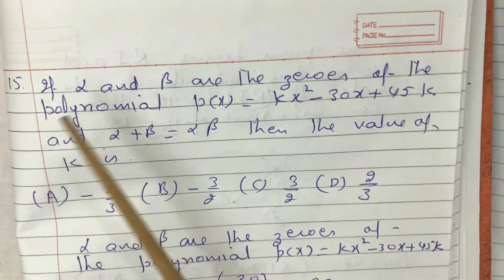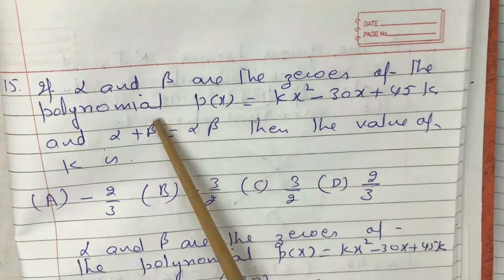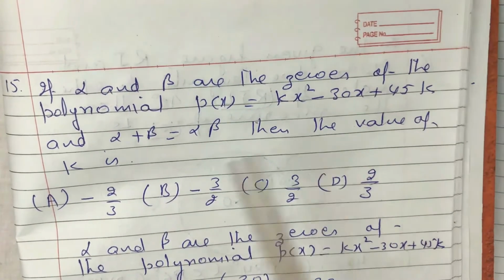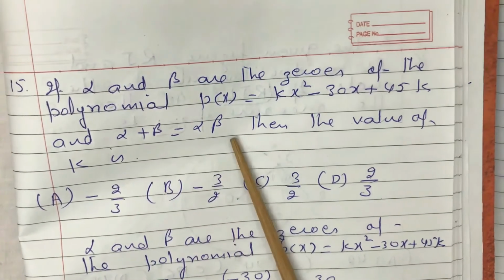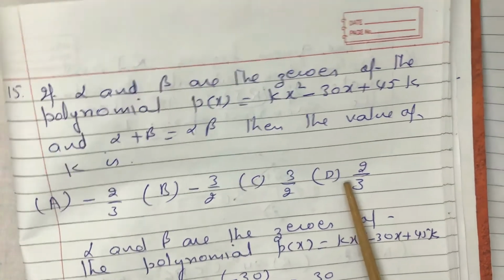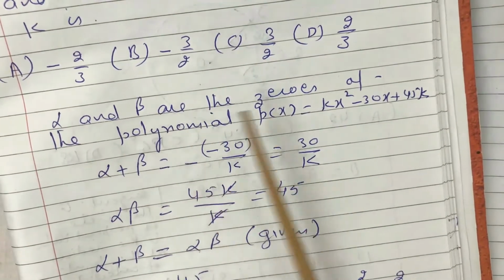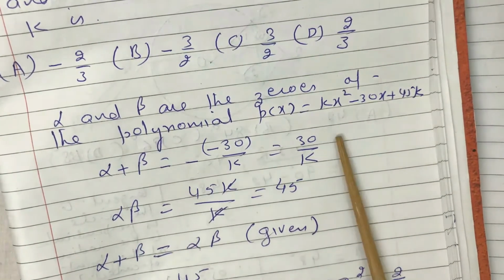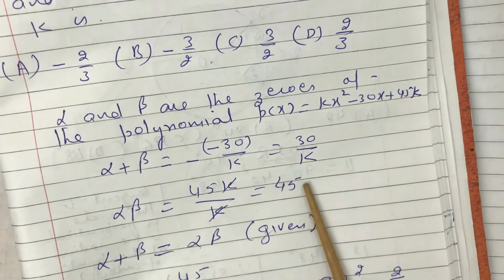Now the 15th question. If alpha and beta are the zeros of the polynomial p(x) = kx square minus 30x plus 45k and alpha plus beta is equal to alpha beta, then the value of k is. There are four options. Now let alpha and beta be the zeros of the polynomial. Then alpha plus beta is equal to 30 by k, and alpha beta is equal to 45.